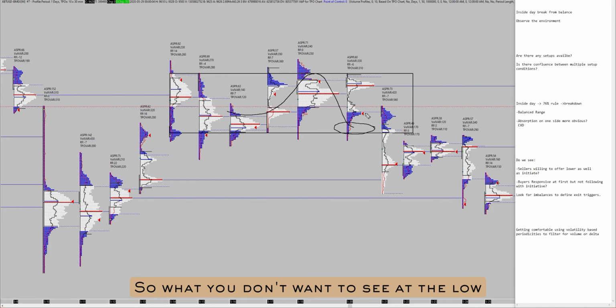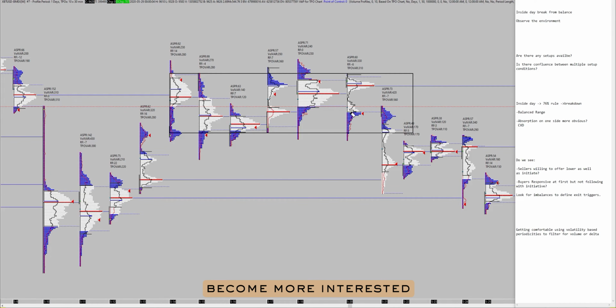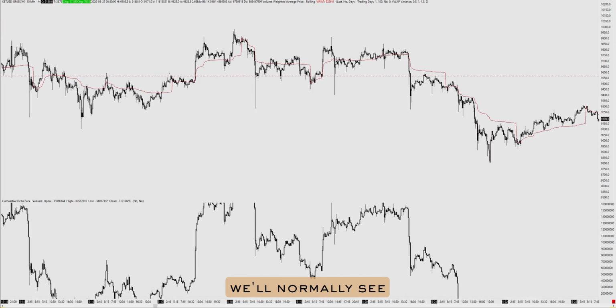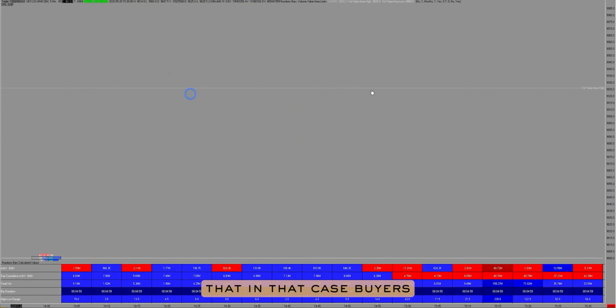So what you don't want to see at the low is that sellers become more interested in passively offering this low. Okay, what you'll normally see within this structure is that sellers will begin to sort of taper off their passive activity as we approach the lows. It'll be more of an aggressive participant that is entering into short positions rather than sellers actually offering passively. Okay, so we'll typically run into the passive buyer.